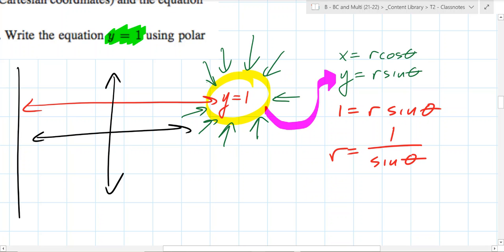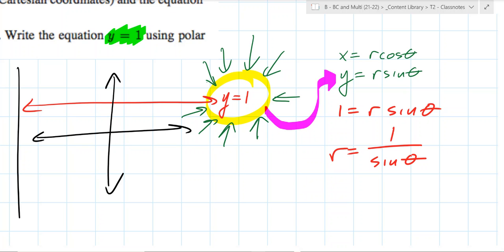1 over sine theta. So a horizontal line, in this case, is going to be r equals 1 over sine theta. And that should kind of make sense because here's the deal. At 0 degrees, does this ray touch this line? 0 degrees, the x-axis. Does the x-axis ever intersect with this line? No. What's sine of 0? Do not hesitate. What is it? 0. What's 1 divided by 0? It's undefined, right? So it's not defined.